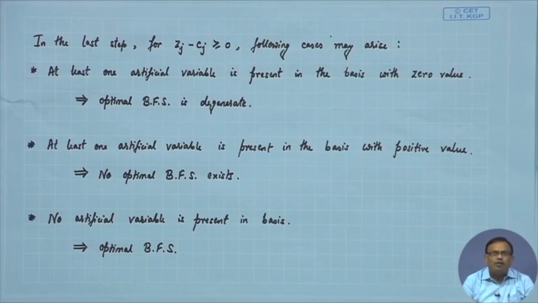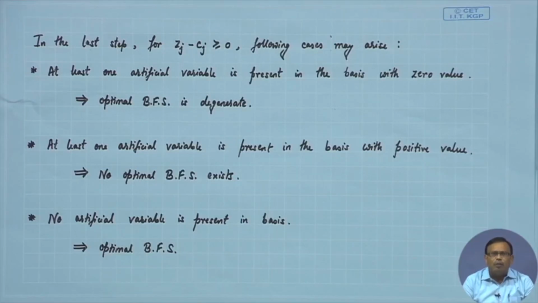The first case: at least one artificial variable is present in the basis with 0 value. In the basis means on the left hand side of the table under Cb and Xb, whatever variables we are writing under Xb, those are the basic variables. So, if all Zj minus Cj are greater than or equal to 0 for all j, and if one artificial variable is present in the basis with 0 value, that means the optimal basic feasible solution is degenerate.